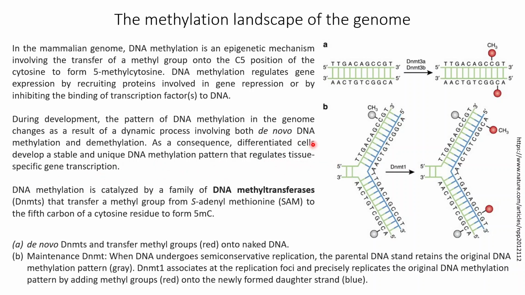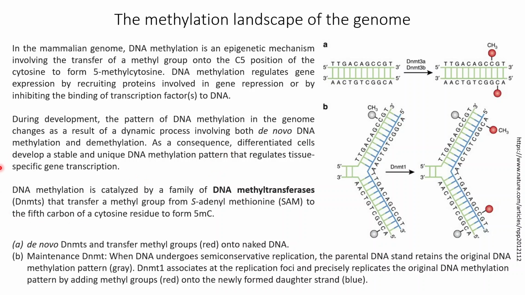So essentially, if you have a differentiated cell, say an osteoclast, that's a bone cell, it will have a certain stable and unique DNA methylation pattern. So the genome in that particular cell in the bone will have a certain pattern of DNA methylation, and that will affect the tissue-specific gene transcription. So in the bone, you don't need every single gene to be transcribed actively, right? You just need the ones that are relevant in that tissue. So that's how the gene transcription will take place.